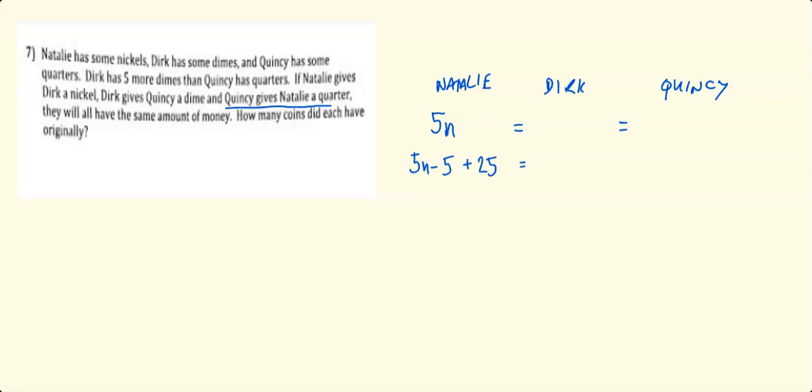Now let's look at Dirk. Dirk has a certain number of dimes. Let's use the letter D. 10 cents times the number of dimes. He gives away one of his dimes, so that's going to be a minus 10. And then he's going to receive a nickel from Natalie, so that gives him plus 5. And then Quincy is going to be 25Q. He gives a quarter away, and then he receives a dime.